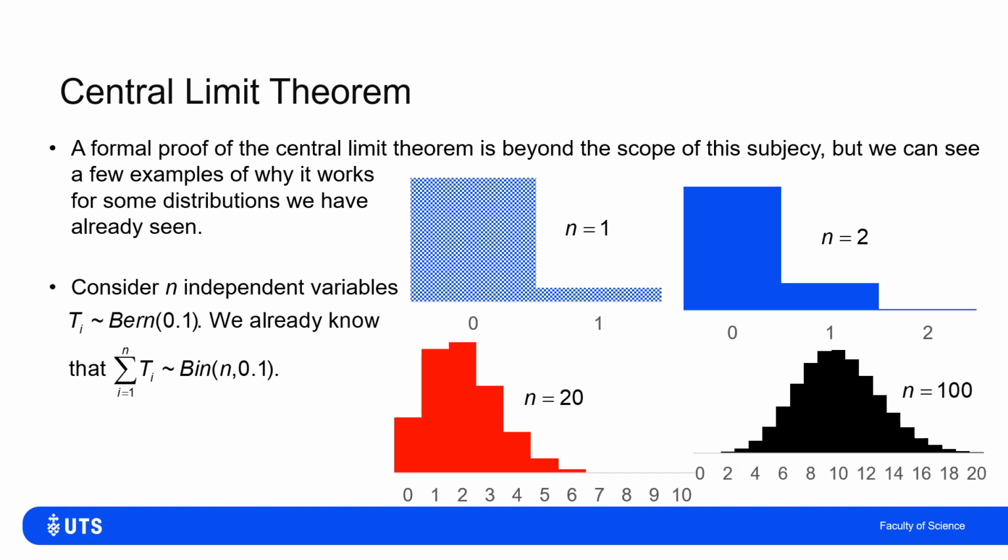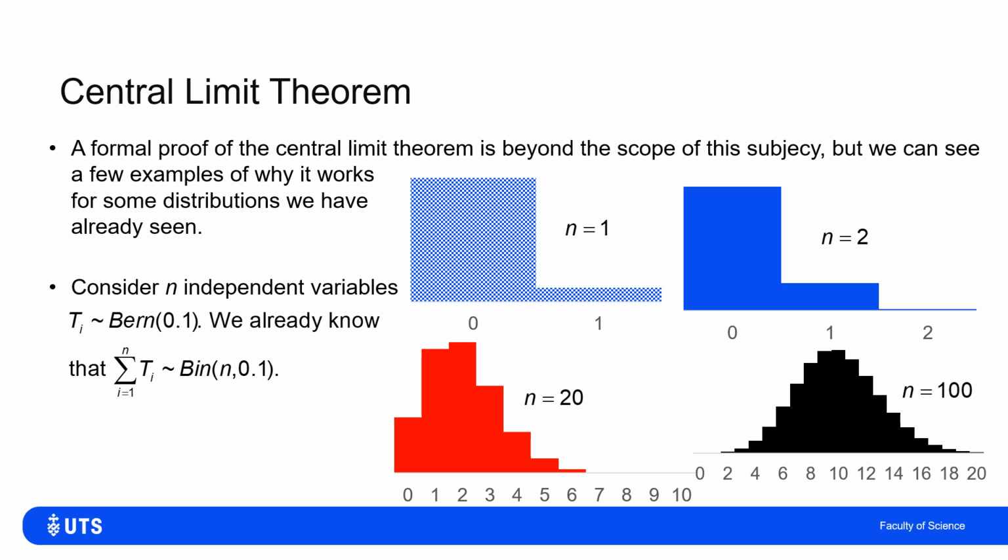If I increase it to 100 draws of this, again we can see that values around 10, i.e. 10% of the 100 draws, are the most likely values, and it's getting much, much more symmetrical. It's getting much more bell curve-like. I mean, it's still discrete, it still doesn't take negative values, so it is not a normal variable.